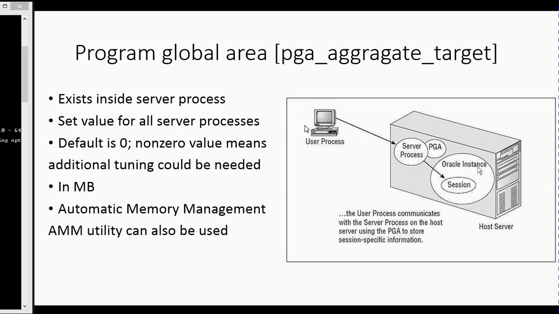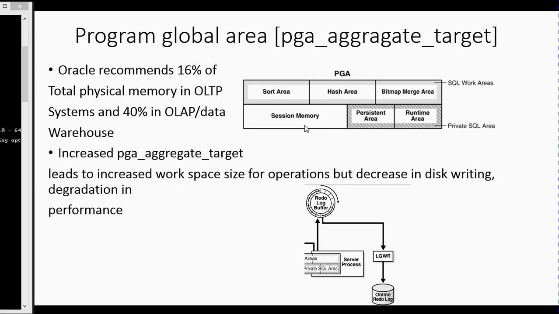But let's say you have an open environment, you will need to do some calculation, some adding and some subtracting to be able to get to the... actually, you know what, yeah, you definitely need to do some math to get to a value for your PGA, both for OLTP and for an OLAP environment. Basically, again, it's 16% of total physical memory inside of OLTP, and then 40% inside of a data warehouse.